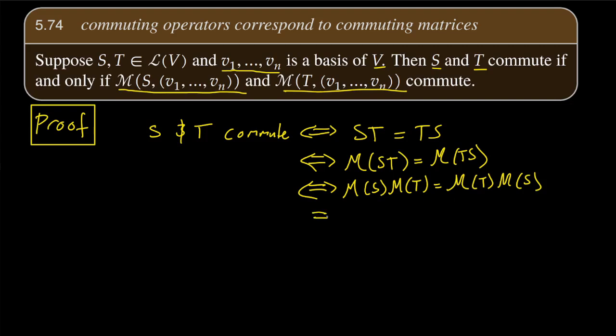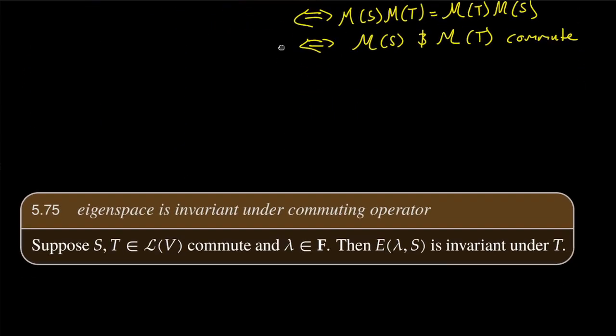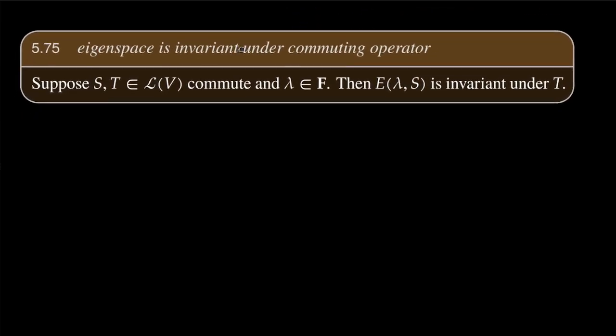Okay, so M(S)M(T) and M(T)M(S), these guys are equal. And that's just a fancy way of saying that the matrix of S and the matrix of T commute. So we're done. S and T commute if and only if the matrix of S and the matrix of T commute. Nice.